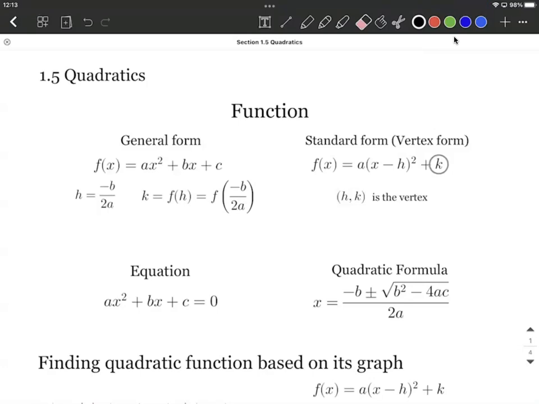We're going to utilize that if we are given a graph and trying to come up with a function that would give us that graph. So (h, k) is our vertex. Now in general form, we have a formula to help us find the x value for our vertex h. And that formula is just negative b over 2a. After you have that value, it's going to be a number. You can plug that back into the original function for each one of these x's. So plug it back into the original function, and that's going to give you the y value for your vertex.